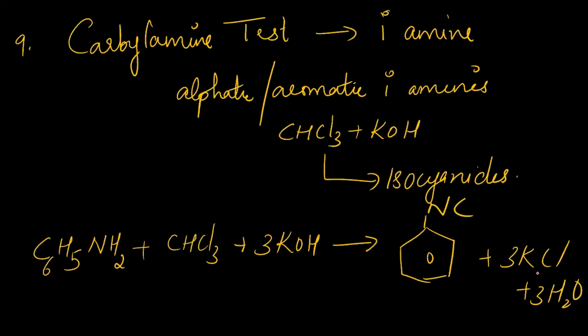Next test is the carbylamine test. That is a primary amine test. Very important: only primary amines will give this test. Both aliphatic and aromatic primary amines will give the carbylamine test. In the carbylamine test, you use chloroform in the presence of alkali, and you will get a carbylamine or isocyanide. So aniline, a primary amine, reacts with chloroform and alkali and you get an isocyanide. Both aliphatic as well as aromatic amines will give this test.